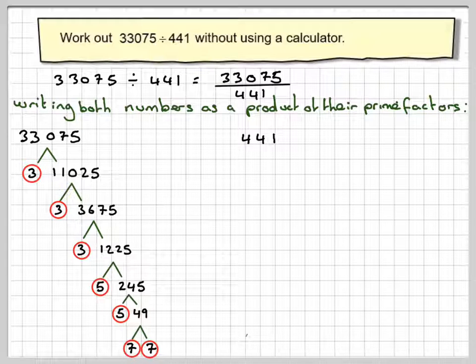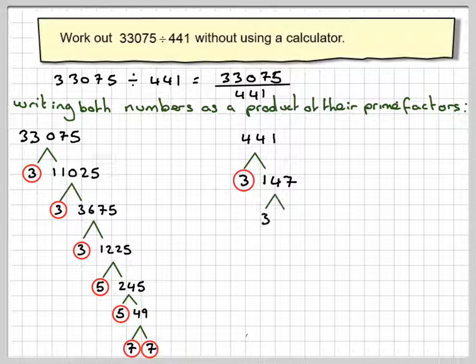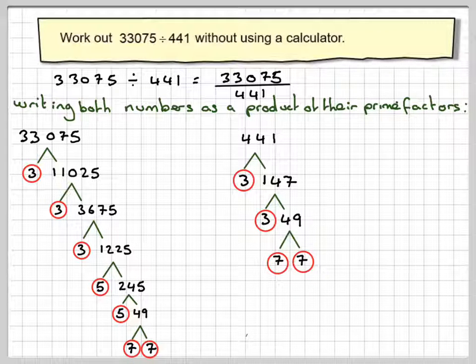Do 441 in the same way. So again, 3 goes in because the digits add up to 9. So you get 3 and 147. 3 again goes in and we get 49, and 49 can be split up into 7 times 7.